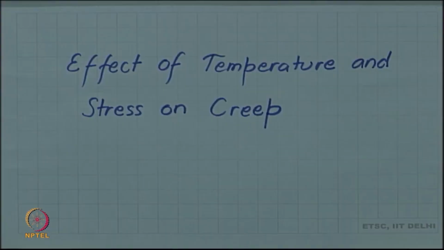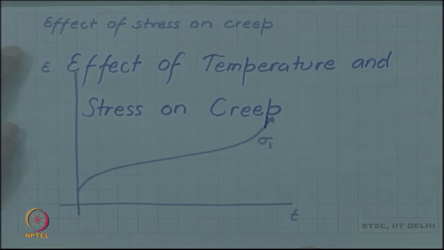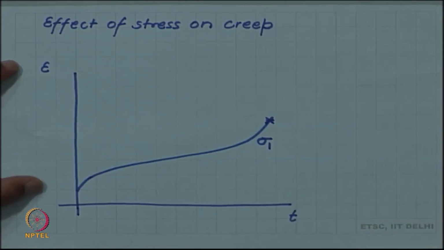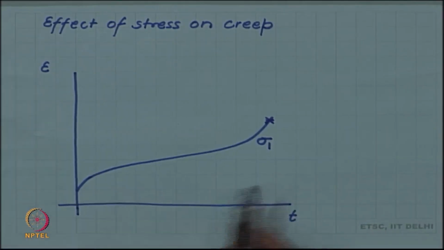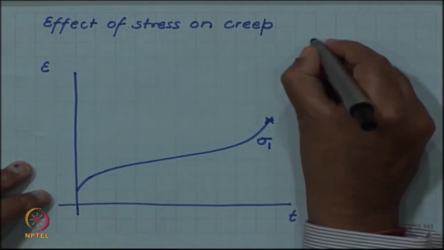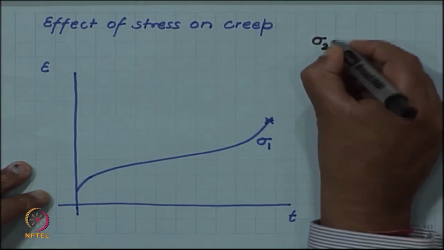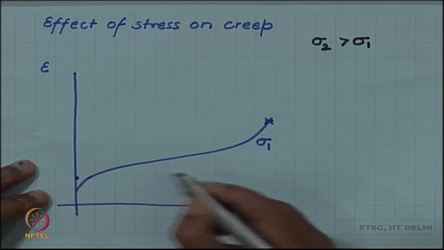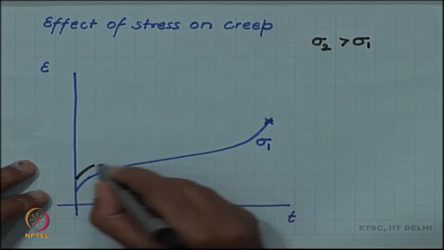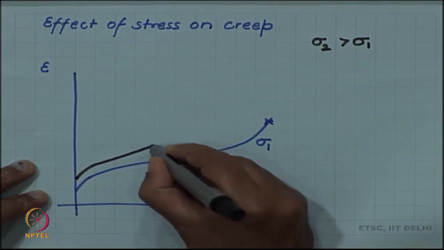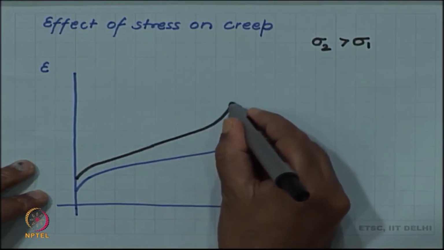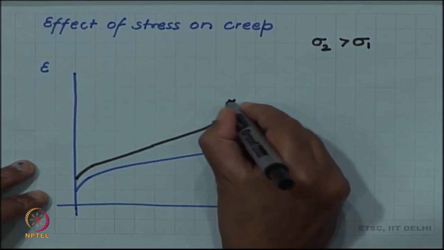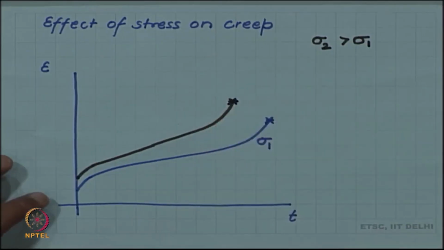Let us discuss the effect of temperature and stress on creep. The effect of stress on creep is similar to the effect of temperature. If this test is done at a stress sigma 1, and we now conduct another test at another stress sigma 2 greater than sigma 1, then the initial strain will be more. At the same time, the steady state creep rate will be higher, and finally, the creep life will be shorter.